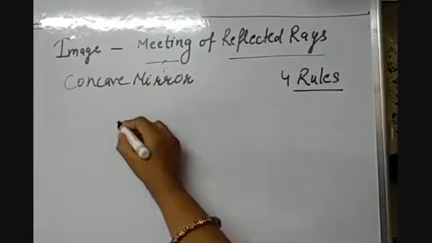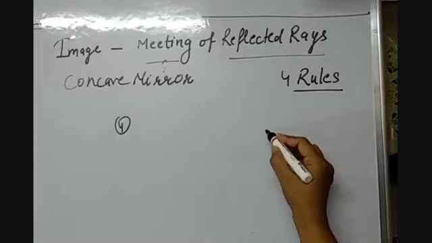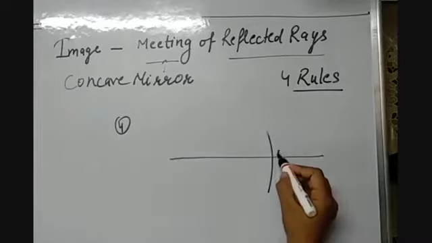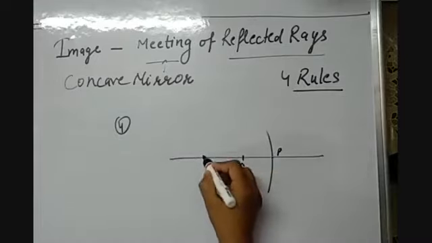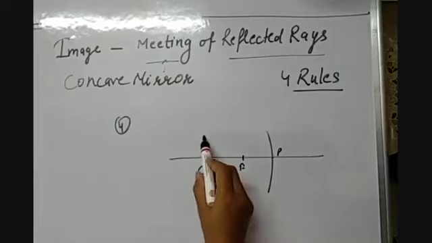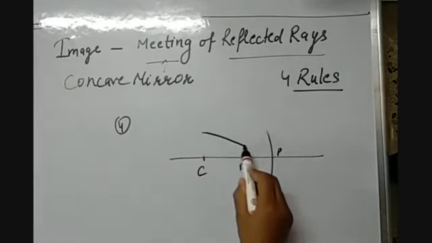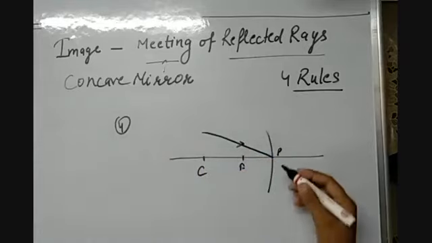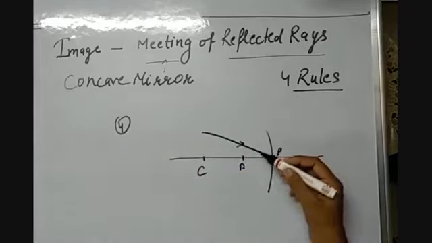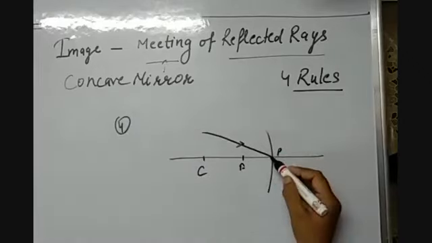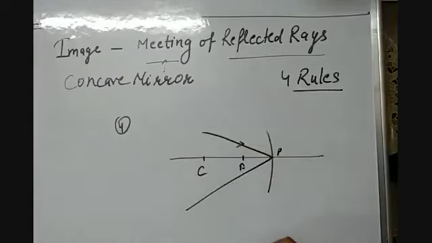Now we have the fourth rule, according to which we have the concave mirror. This is our principal axis, pole, focus and center of curvature. According to the fourth rule, when the light ray is incident at the pole of the spherical mirror, then it gets reflected back with the same angle according to the law of reflection.